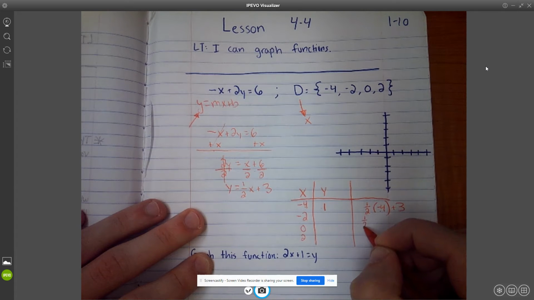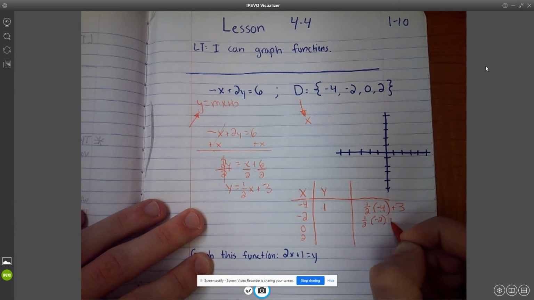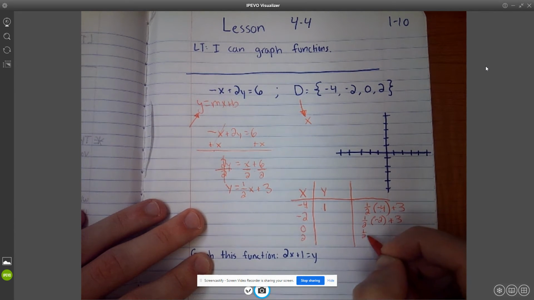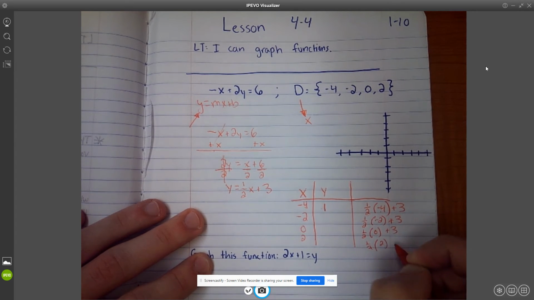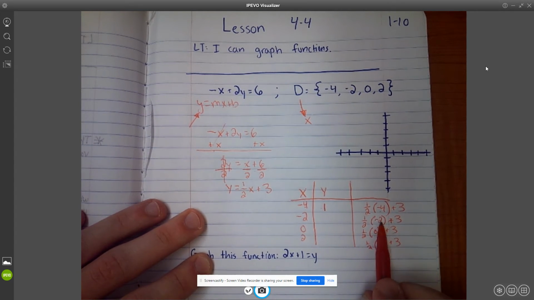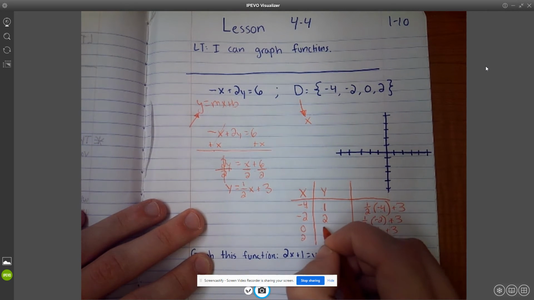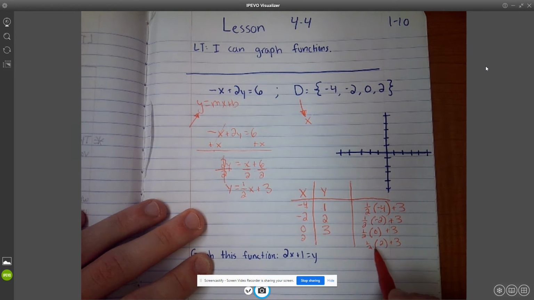Same thing here. We have -1/2 times -2 plus 3, -1/2 times 0 plus 3, -1/2 times 2 plus 3. Look at that beautiful handwriting. So -2 divided by 2 would be -1 plus 3, so that'd be 2. Anything times 0 is 0 plus 3. 2 divided by 2 is 1 plus 3 would be 4. And again, these are our coordinates.